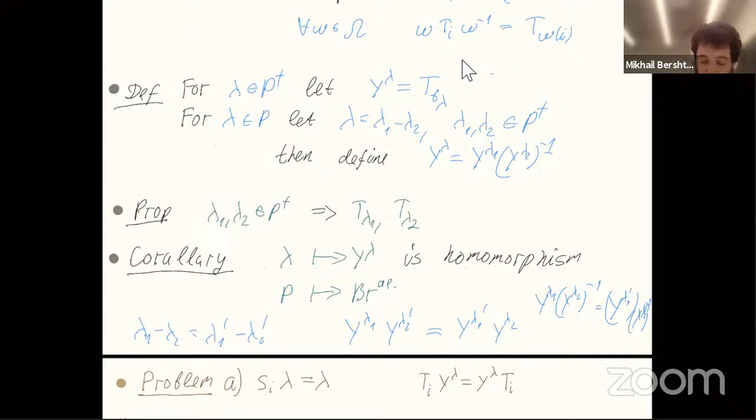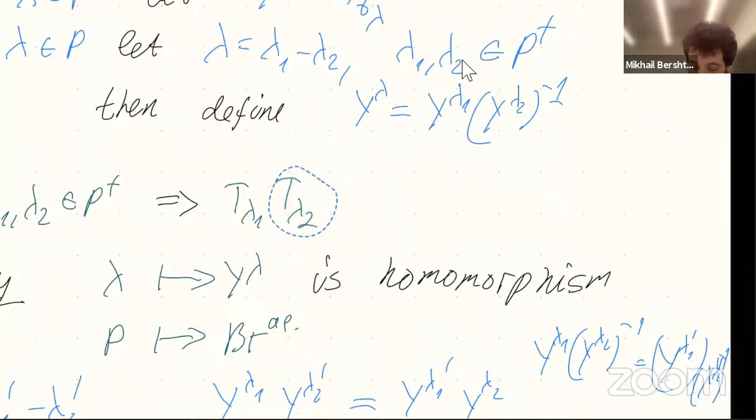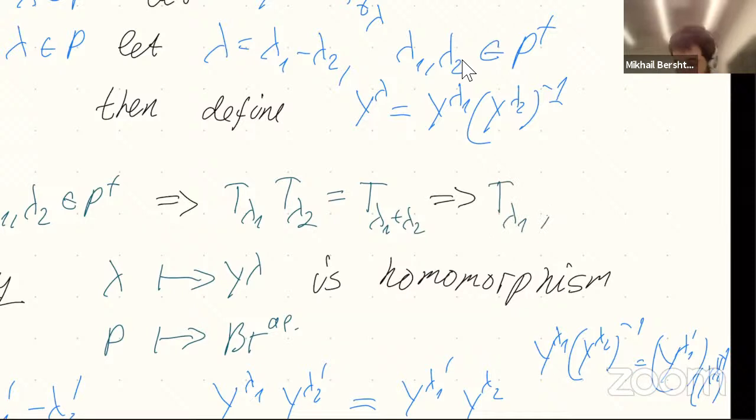Yes, so our condition that the weights are dominant leads us to the following. Let me rewrite this proposition. It means that if we take the product, it will equal T of lambda 1 plus lambda prime, lambda 2. So hence, as I wrote before, T lambda 1, T lambda 2 commute.